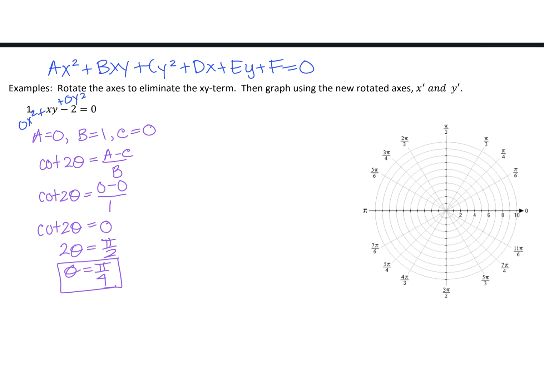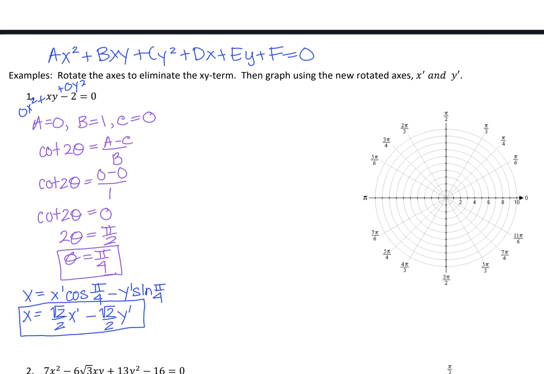With that theta value, we can write the x and the y equations that are going to go with our problem here. So the x equation is x equals x prime cosine of theta, which is pi over 4, minus y prime sine of theta, which is pi over 4. So sine of pi over 4. And then I can evaluate that. So x is equal to cosine of theta is root 2 over 2. So square root of 2 over 2 x prime minus sine of pi over 4 is also root 2 over 2. So root 2 over 2 y prime. So here is my x value that I'm going to be using in my formula.